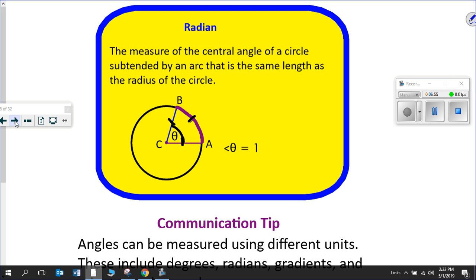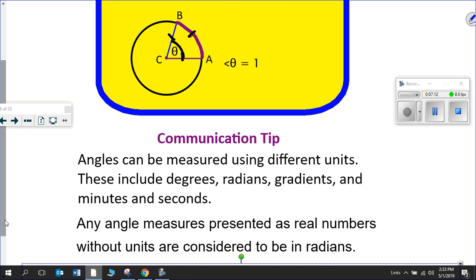The last little thing that I need to talk to you guys about is a radian. There's a lot of stuff here about what a radian is. What I need you to know is basically a radian is just another way to measure angles. Okay? So we can measure angles in degrees. We can also measure them in something called a radian. There's also gradients, and there's minutes and seconds, but we're not going to focus on those. We're going to look at two ways, degrees and radians.